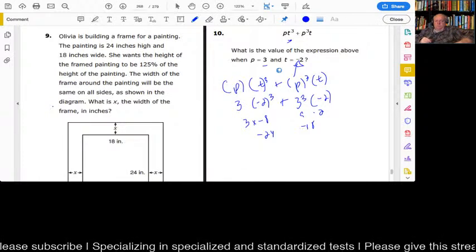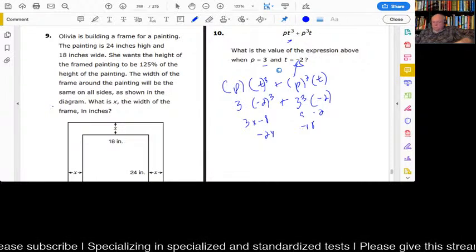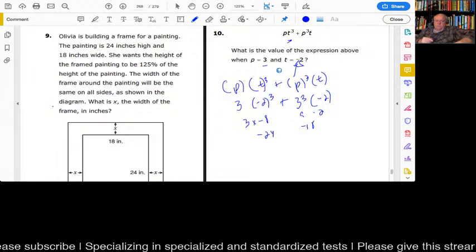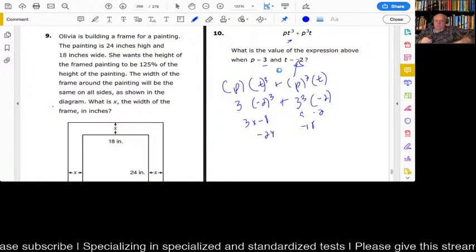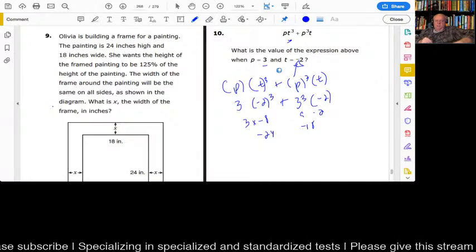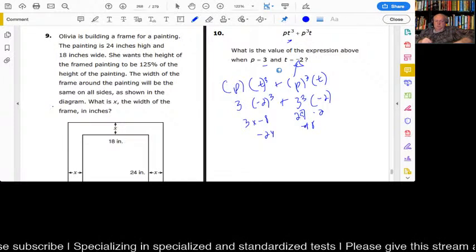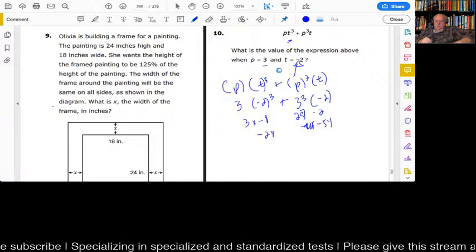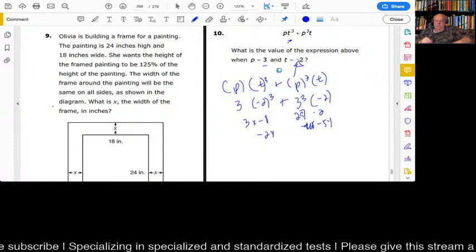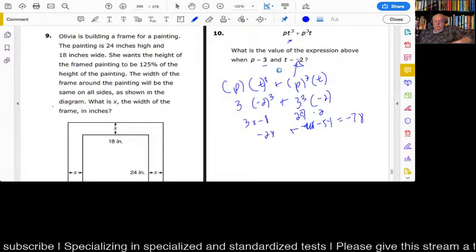That's minus 24. Let me just double check this. 3 to the third. Wait, this is not 9. This is 27. So this gives us minus 54. And then we get minus 78. Okay, so that's that one.